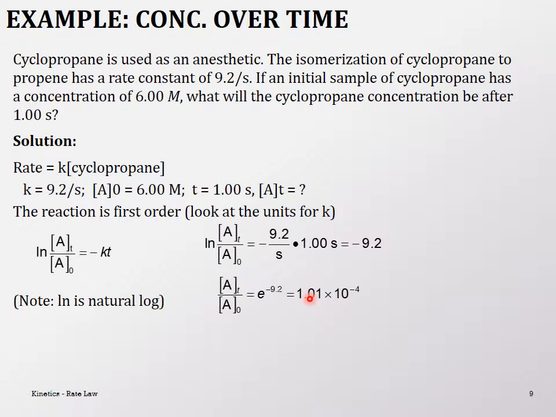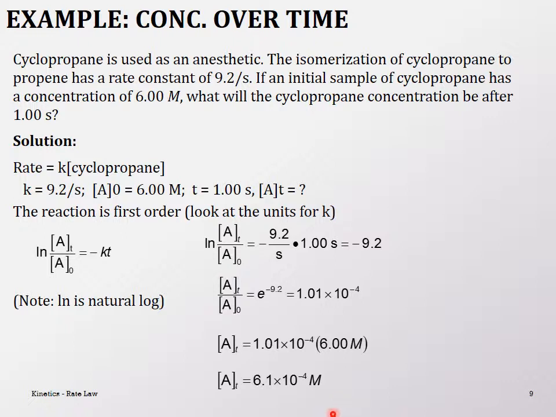Once you're in the normal numbers, now you know the concentration of the initial starting material, which is 6 molar, so you plug that in. And so the final concentration would be 1.01 times 10 to the negative 4 times 6 molar, and boom, here we go. That is going to be our final answer then.